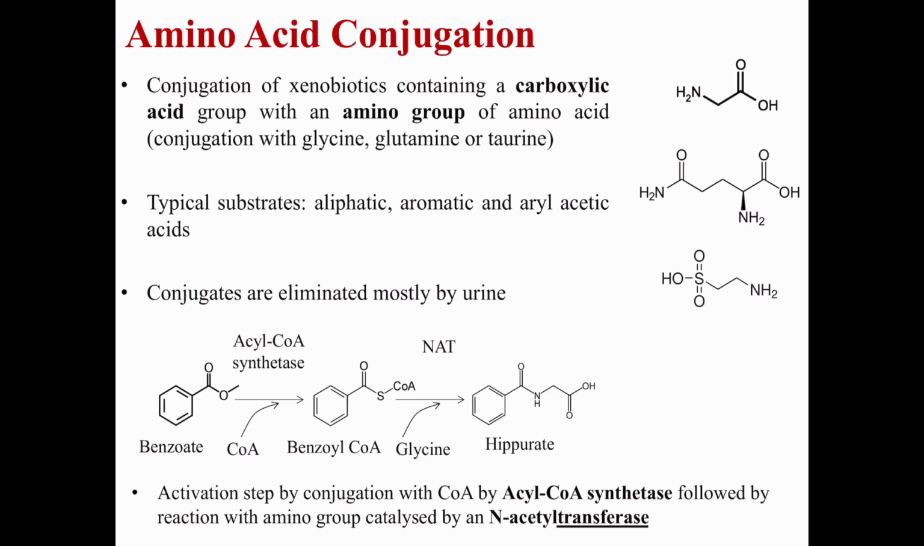Amino acid conjugation of xenobiotics containing a carboxylic acid group involves addition of an amino group of an amino acid. Illustrated in the diagram on the right is conjugation with glycine, glutamine, or taurine. Typical substrates therefore include aliphatic, aromatic, and aryl acetic acids. Conjugates are eliminated mostly by urine.